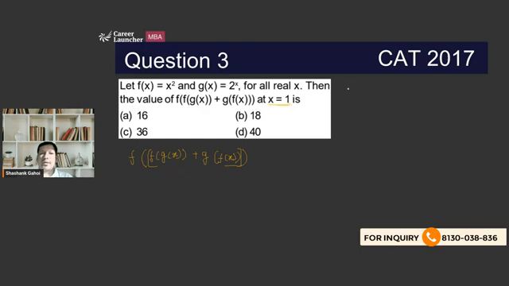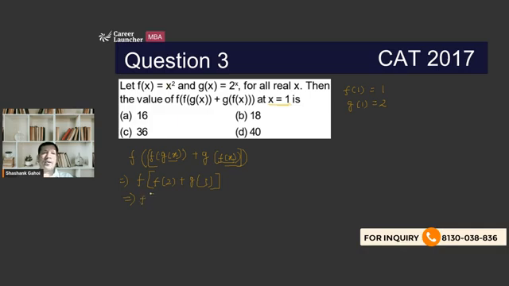So I'm going to figure out the value of f(1), that is equal to 1², which is 1. What is the value of g(1)? That is 2 power 1, that is equal to 2. So what I'm going to do is replace the values: f of g(1), that is 2, plus g of f(1), where f(1) is 1. That's what we got. Now I'm going to calculate the value of f(2).